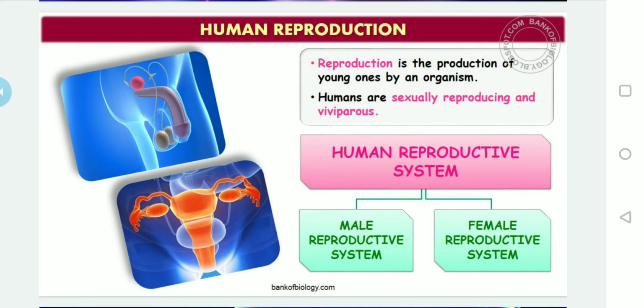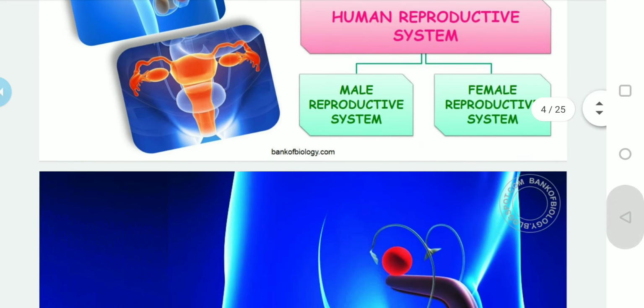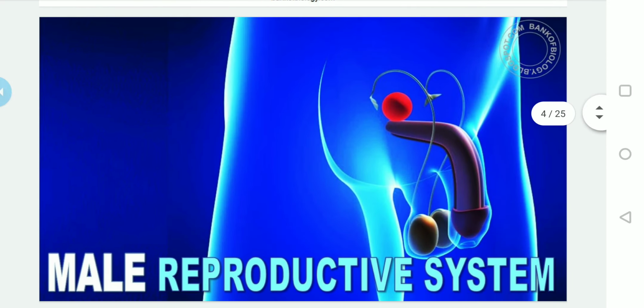Now let us discuss how humans are generally classified. Based on sexuality and the reproductive system, how do we differentiate into male and female? Based on the human reproductive system: if they have a male reproductive system, they are considered male, and if they have a female reproductive system, they are considered female. Today we will start the discussion with the male reproductive system.